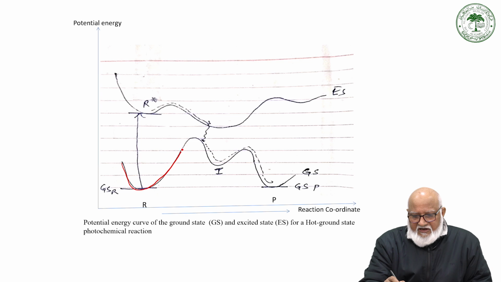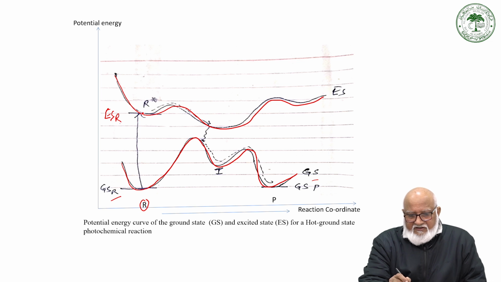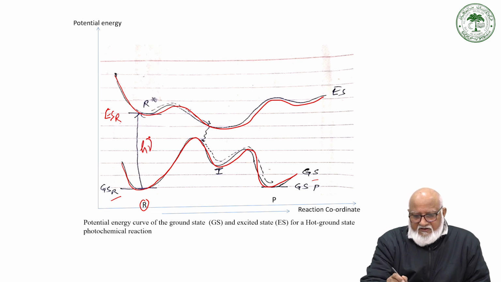The third type of photochemical reaction can be represented via this reaction, where as usual we have a ground state curve, an excited state curve, a reactant R in the ground state, and the reactant in the excited state. The reactant on absorption of light goes to an excited state and then proceeds further, and here also there is a switching over of the excited state reactant to the ground state curve, and then there is a formation of an intermediate I. The energy barrier for this intermediate is very small, and hence it can overcome it very easily and proceed to the product.